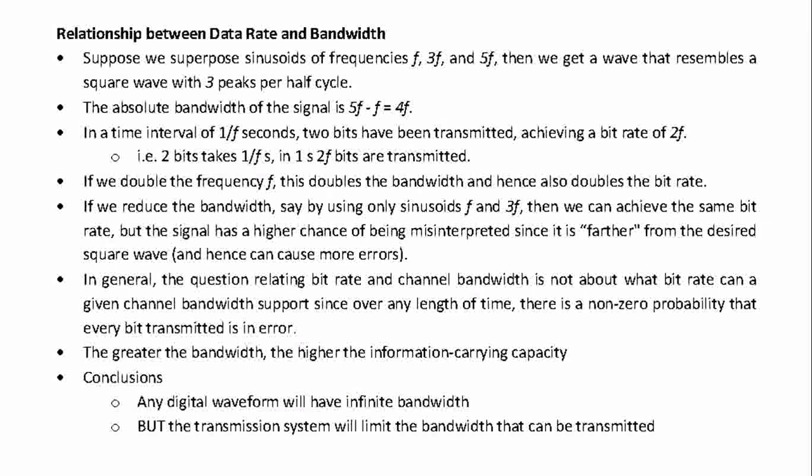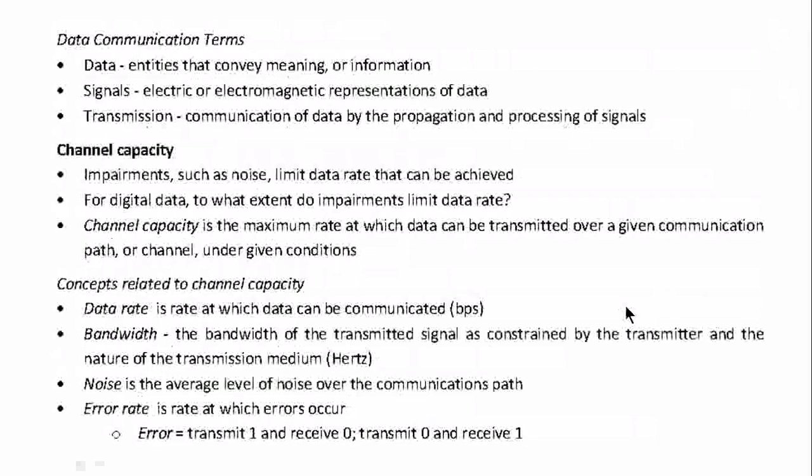So you can see that the bandwidth and the data rate actually correlate, because the more frequency you have, you expect the high quality message that will be transmitted to the other computer. And also you expect that if you have a higher frequency, you expect less interference, because even if there is interference, the higher frequency is able to cushion the disturbance. So in conclusion, any digital waveform will have infinite bandwidth, but a transmission system will limit the bandwidth that can be transmitted. That's the point there.